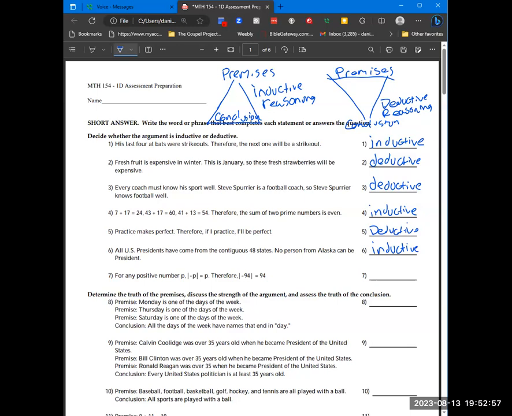For any positive number p, the absolute value of negative p is p. Therefore, the absolute value of negative 94 is 94. This is deductive. That's a broad mathematical theorem, and you are picking a specific example of that. That's deductive reasoning.